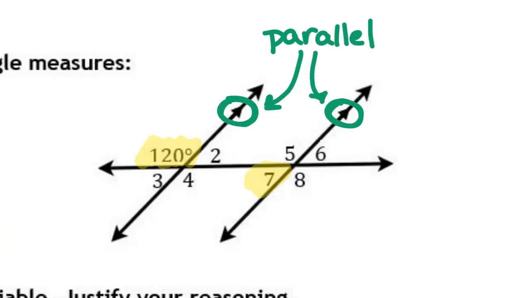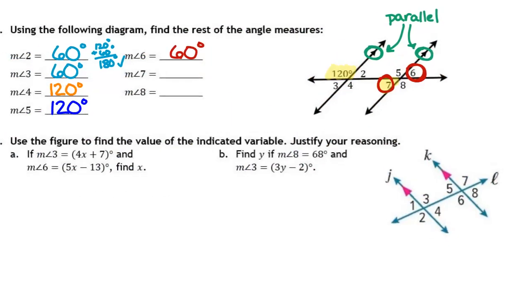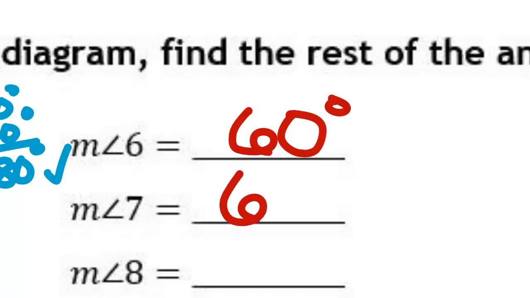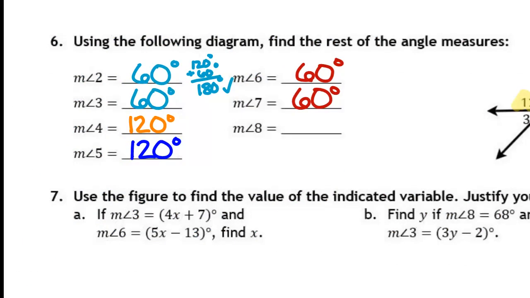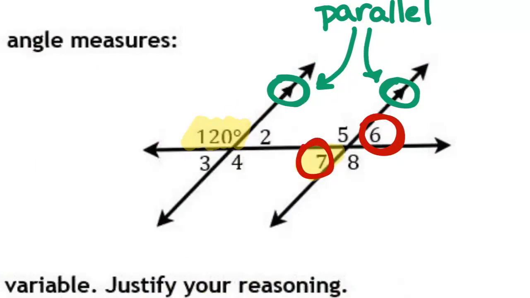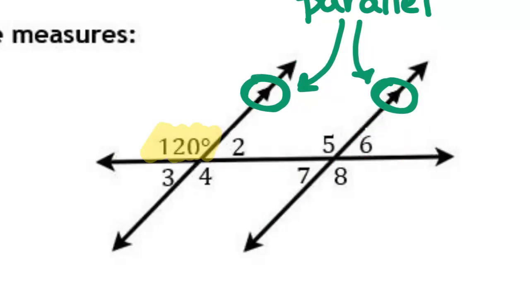Well, here's angle 7. Didn't we already figure out angle 6? They're vertical angles. And so how big is angle 7? 60. Nicely done. All right, last one up here, angle 8.